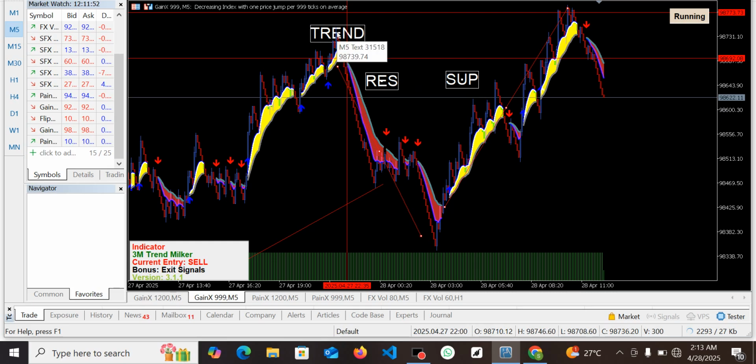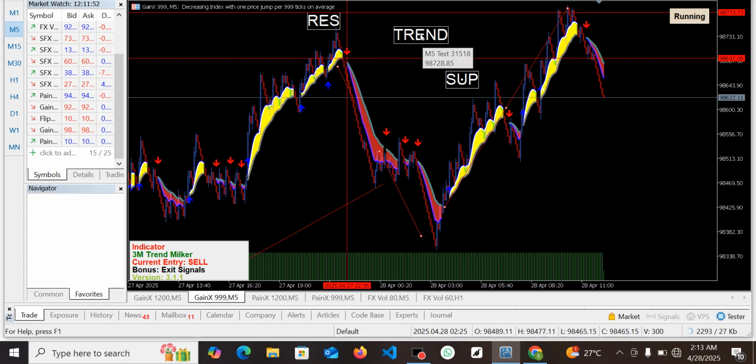Sorry, let me take that again. It is either there will be a breakout above the resistance zone, or there will be a change in the direction of the trend. Okay, so that is very important. So at this point, here is a resistance zone.